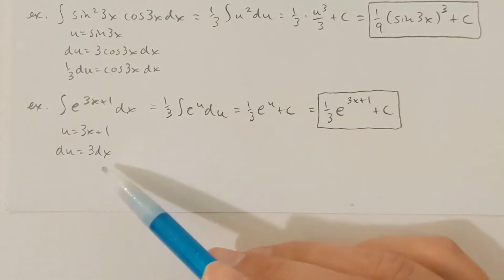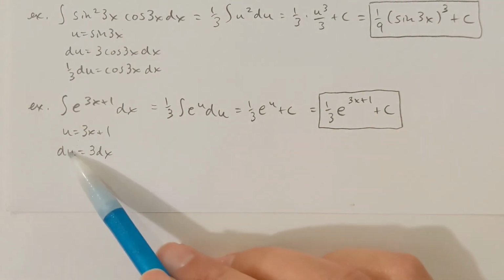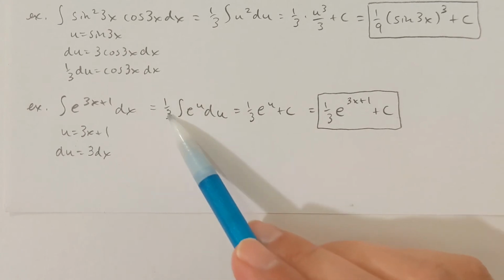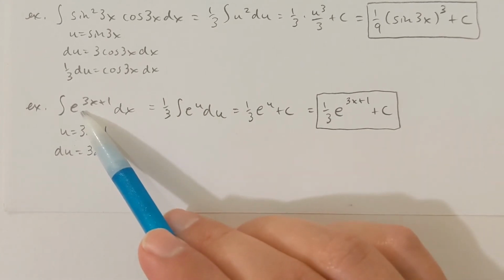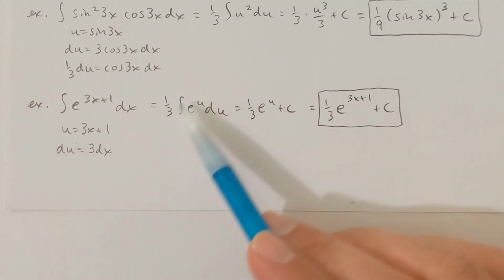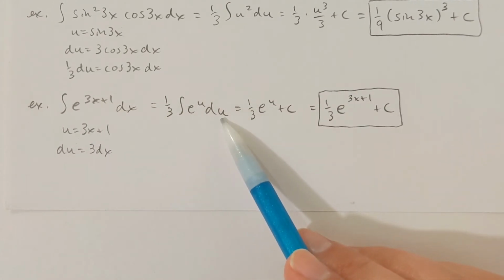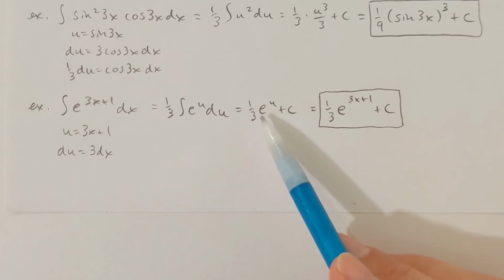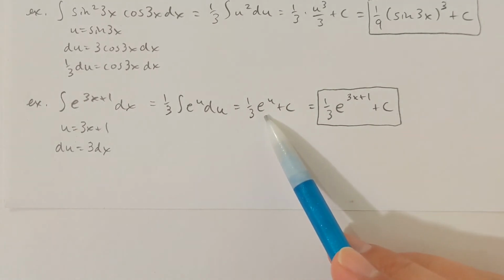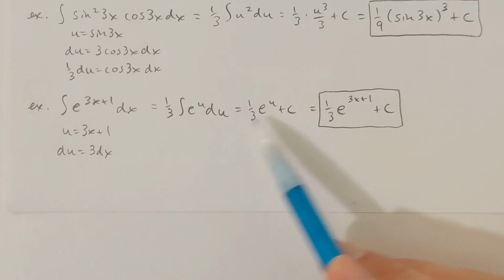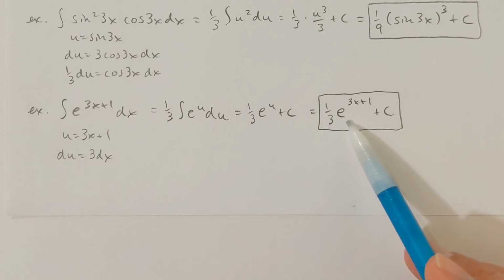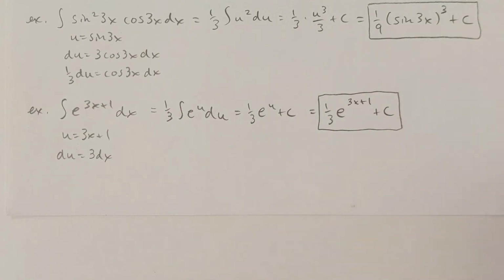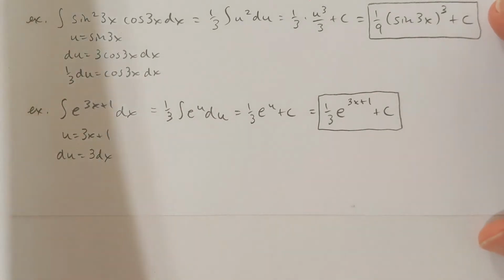So dx is going to be replaced with 1/3 du. 1/3 is a constant that can come out of the integral. Du will stay inside. You're going to have e to the u du inside that new integral. The antiderivative of e to the u is itself, e to the u, and so I'm looking at 1/3 e to the u plus c. The last thing, replace u with 3x plus 1. 1/3 times e to the 3x plus 1, plus c, is my answer on that one.